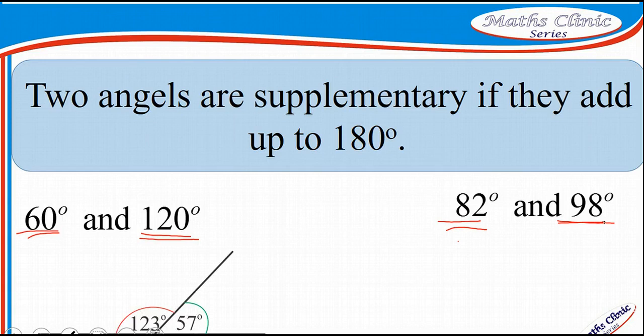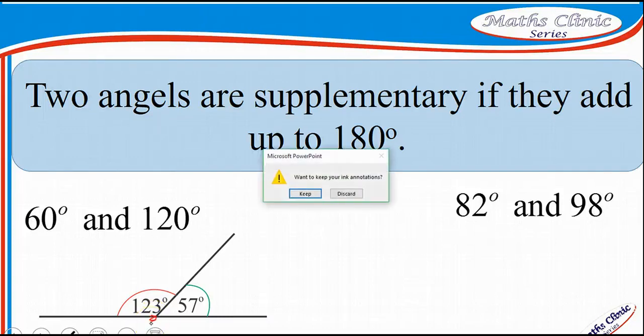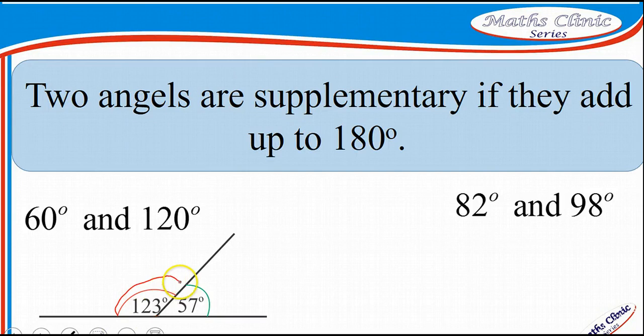If we see this diagram, we have a straight line with another line meeting at a point. Since these two angles will add up to 180, we will say they are supplementary. And we normally use the phrase angles on a straight line, which add up to 180.